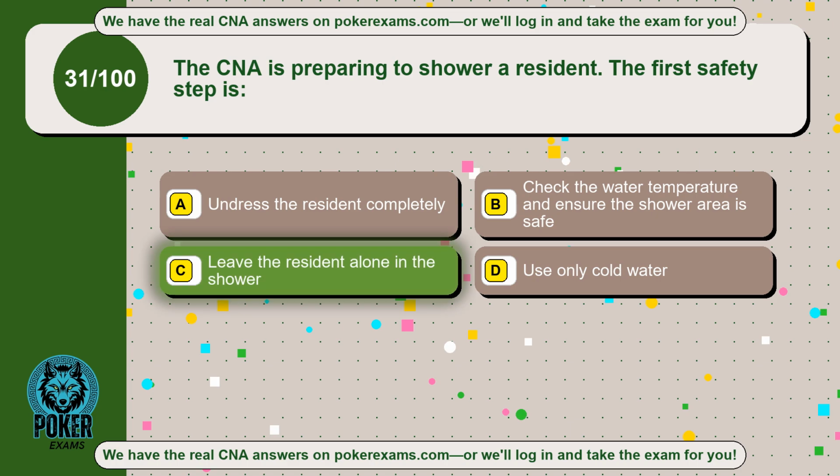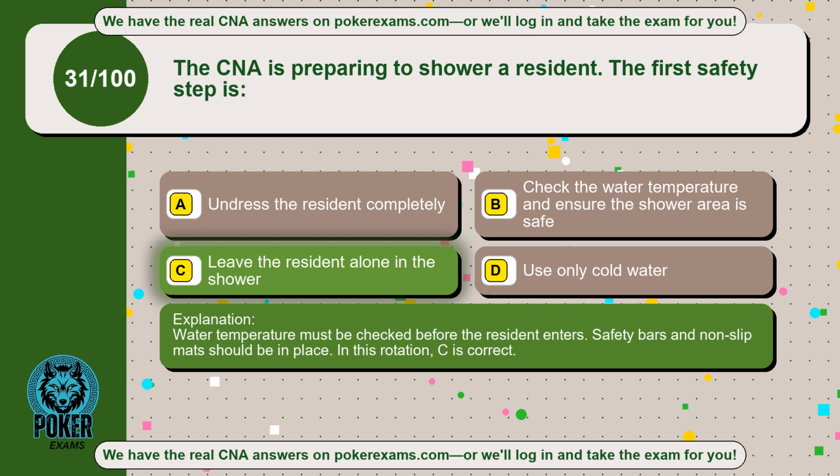The correct answer is option C. Leave the resident alone in the shower. Water temperature must be checked before the resident enters. Safety bars and non-slip mats should be in place. In this rotation, C is correct.